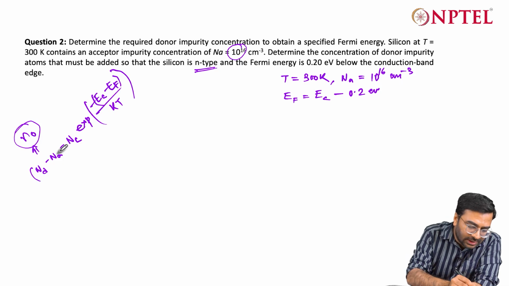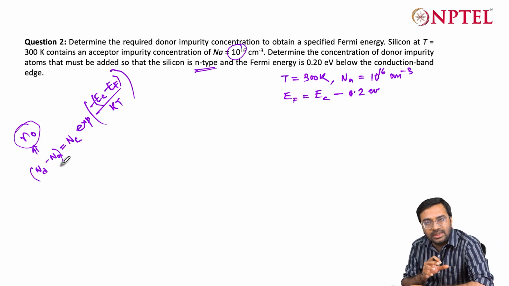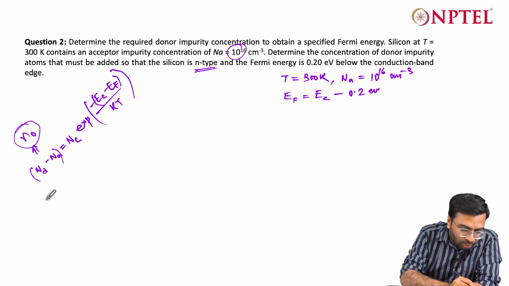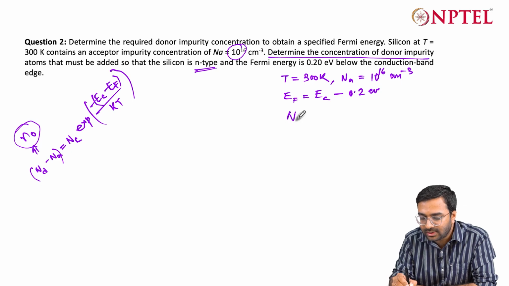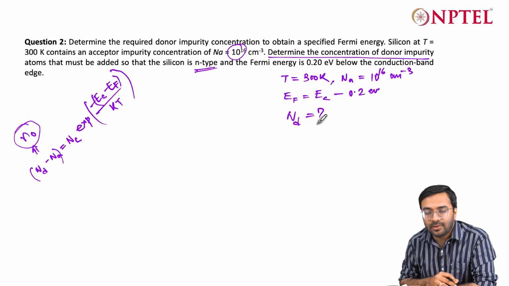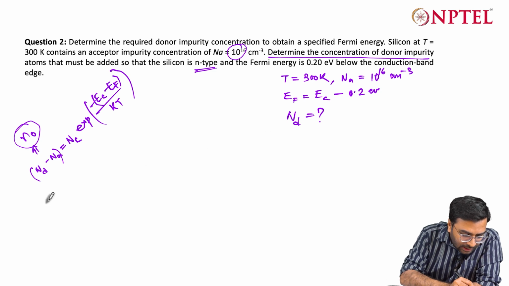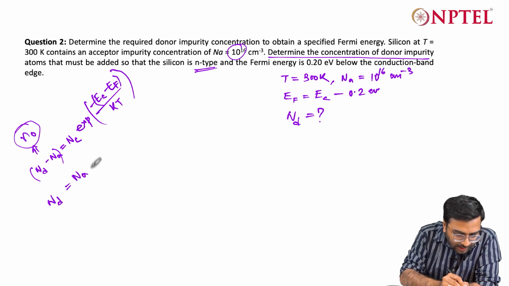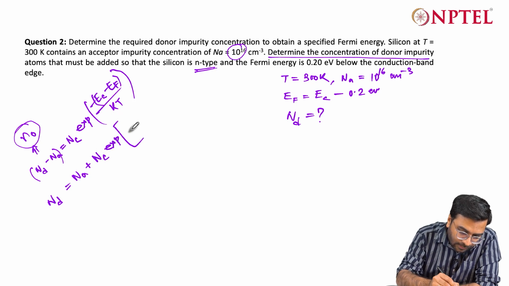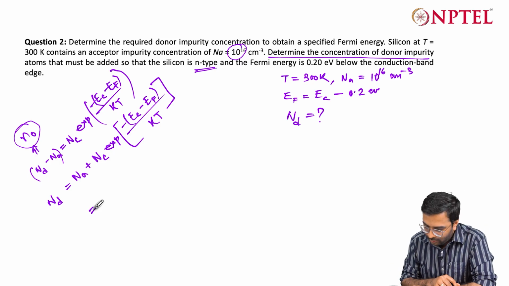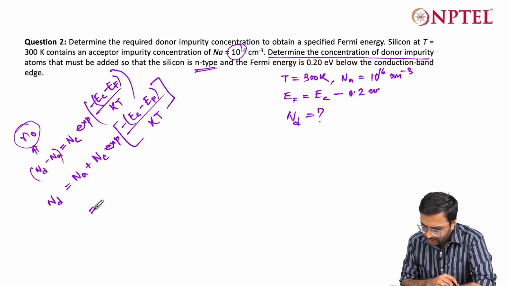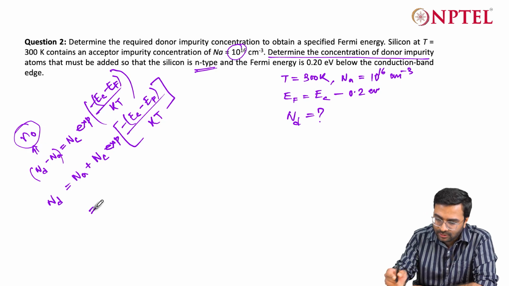So this is what exactly we have written. So the same equation is written in a different way, and now if you put the values, what you need to determine is the concentration of donor impurity, that is Nd. What is Nd? That is what we need to determine. So it's very clear now, Nd is equal to Na plus Nc exponential minus Ec minus Ef divided by Kt. The value of Na is already given.